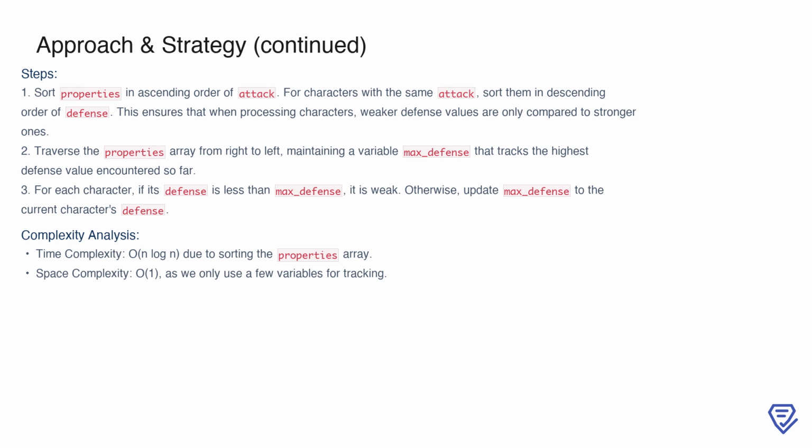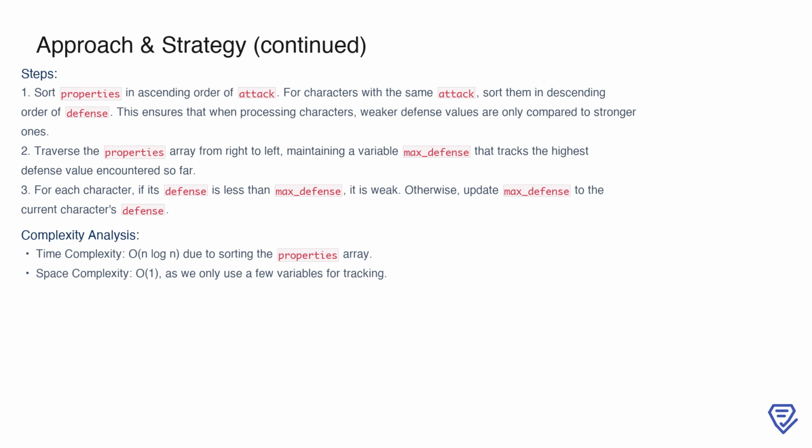Next, we traverse this sorted array from right to left, maintaining a variable called max_defense to track the highest defense value encountered so far. As we process each character, we check if its defense is less than max_defense. If it is, we classify the character as weak. Otherwise, we update max_defense to the defense value of the current character. This method is far more efficient because sorting reduces redundant comparisons and the traversal step processes the array in linear time.